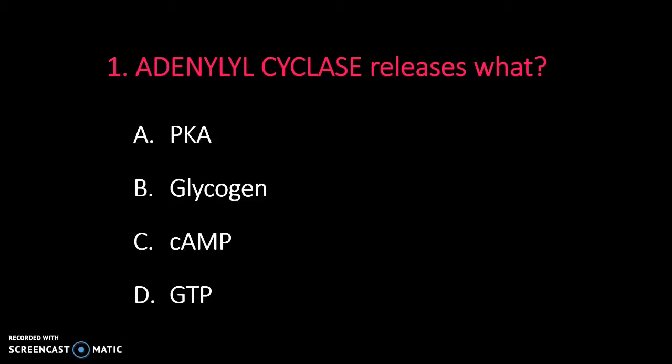Now we're going to do some multiple choice questions just to review the topics that we've covered. So the first one that I have is, adenyl cyclase releases what? Our options are PKA, glycogen, cAMP, and GTP. So let you think about that for a moment. And the correct answer is cAMP. So remember that the G protein will initiate the adenyl cyclase, which increases the production of cAMP and overall increases the breakdown of glycogen for energy.